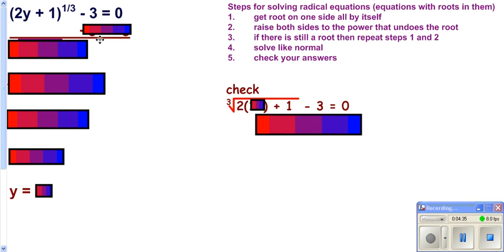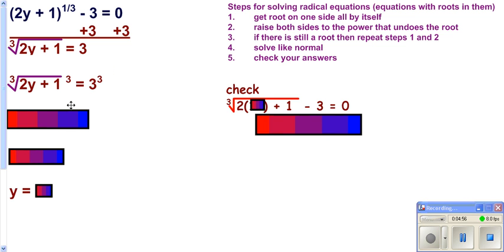So here we have a 1/3 power, but once again, remember a fractional exponent is just like a root. So you want to get that by itself by adding 3 to both sides. So you have your cube root left on the left side, a 3 on the right side. So now you want to cube both sides to undo your cube root.